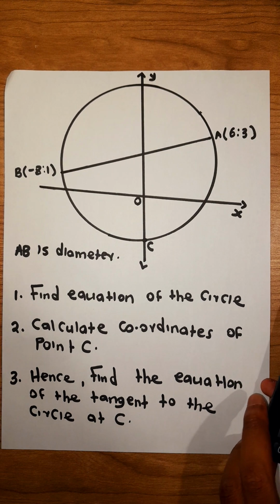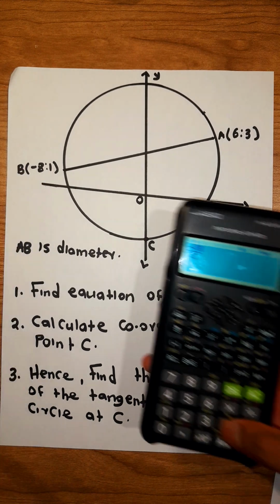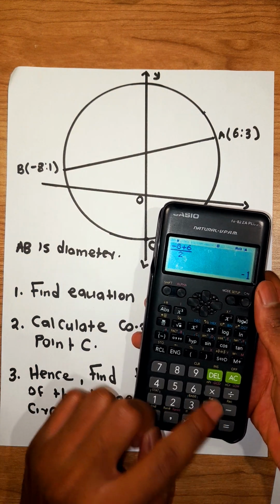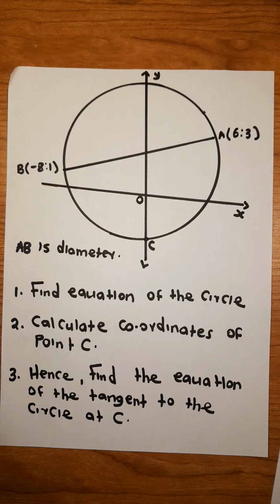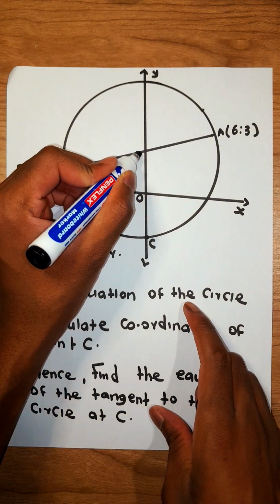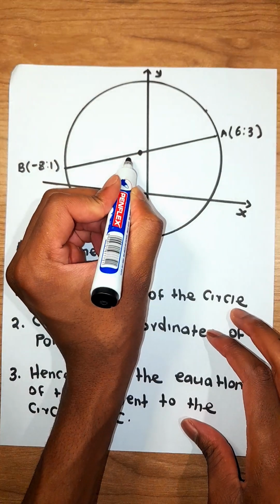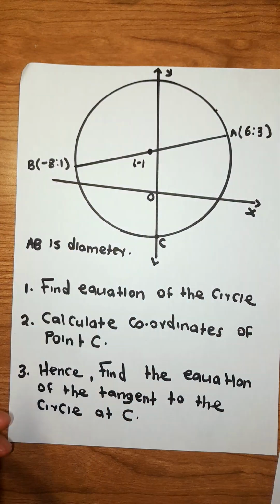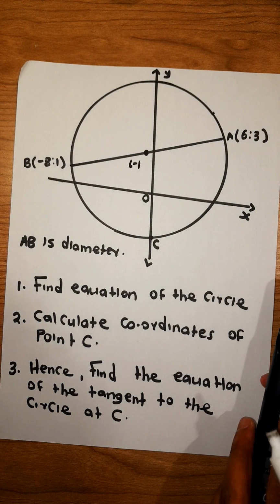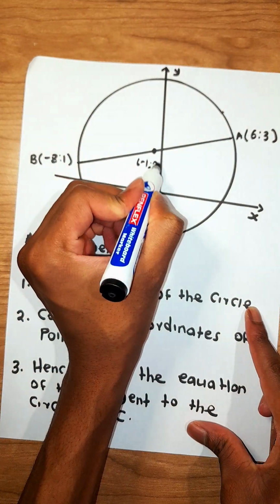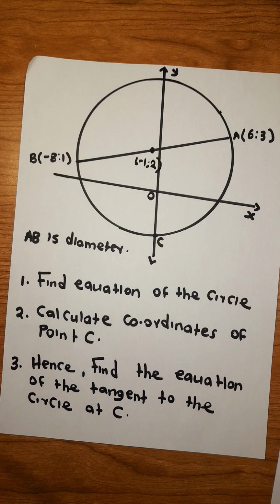The midpoint of x is going to be minus 8 plus 6 divided by 2. It's going to be minus 1, right? So the center of the circle is somewhere here, and x is minus 1. What about y? y is going to be 1 plus 3 divided by 2, which is 2. This is the center of the circle.